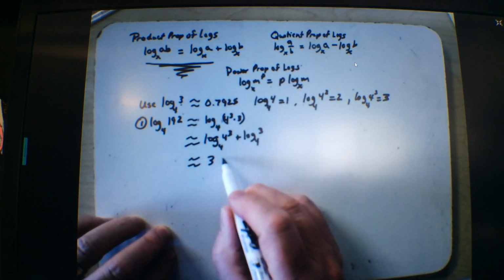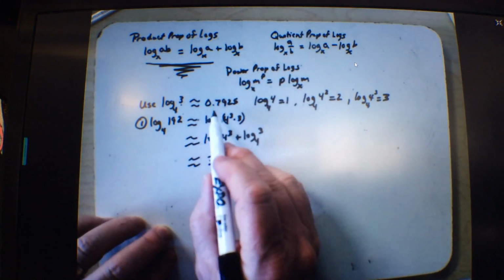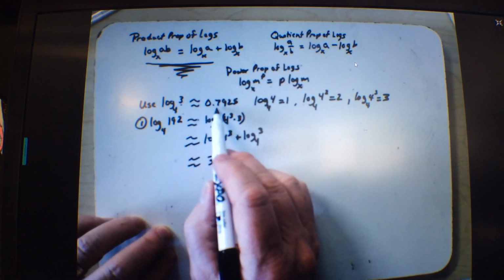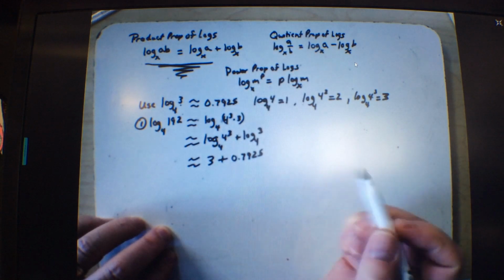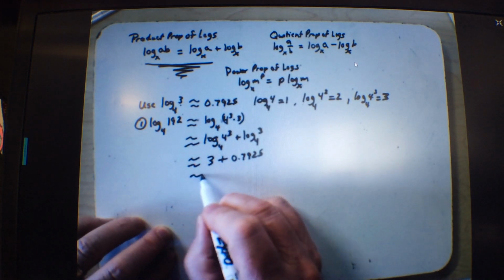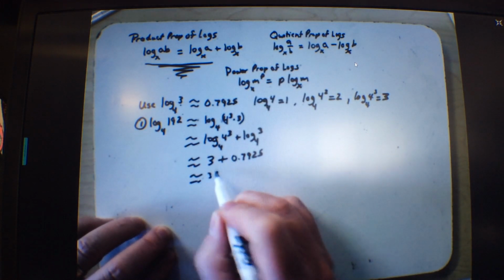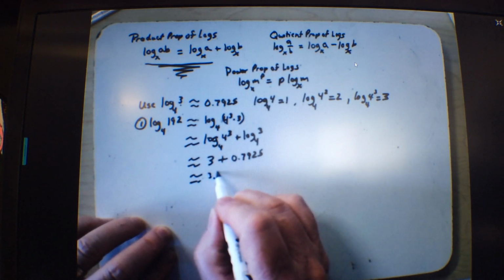Yep. Plus, and then I know, they told me in the directions that this was equal to 0.7925, right? So my answer is approximately equal to 3.7925.